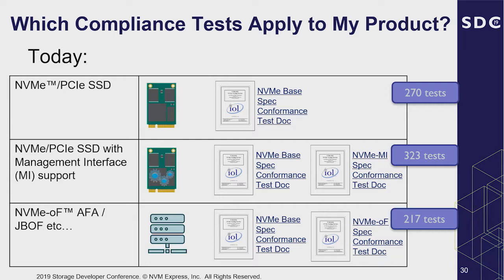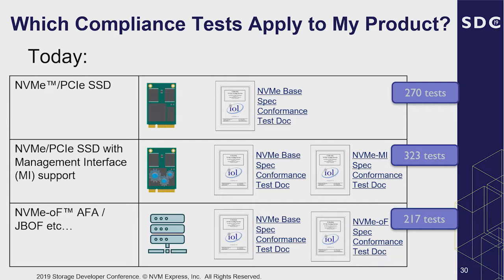If we go to the middle row here, you've got an NVMe SSD that's implementing the management interface. So naturally, there's more tests, about 323 tests, because now there's two test specifications you want to look at. If the product is something like an all-flash array, there are quite a few things in the NVMe base specification that you need to pay attention to. There's also things in the fabric specification that you need to pay attention to. All told, that's about 217 tests.